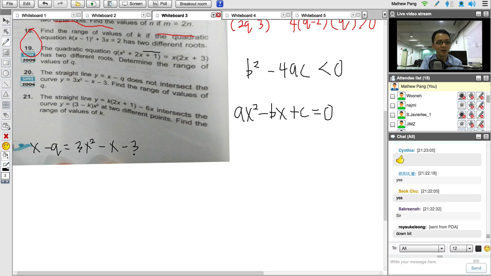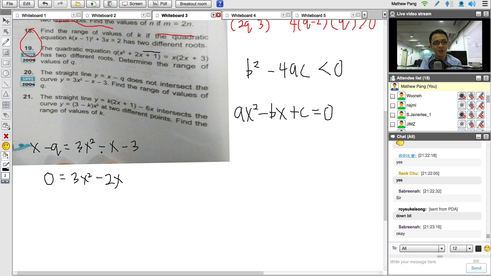Okay, then over here I just make it into general form. I make here become 0. Then 3x squared. I move the x to this side, become minus 2x. I move the q to this side, it becomes minus 3 plus q. Okay, then my a is just 3, my b is just negative 2, and my c is just negative 3 plus q. Alright, nothing special.